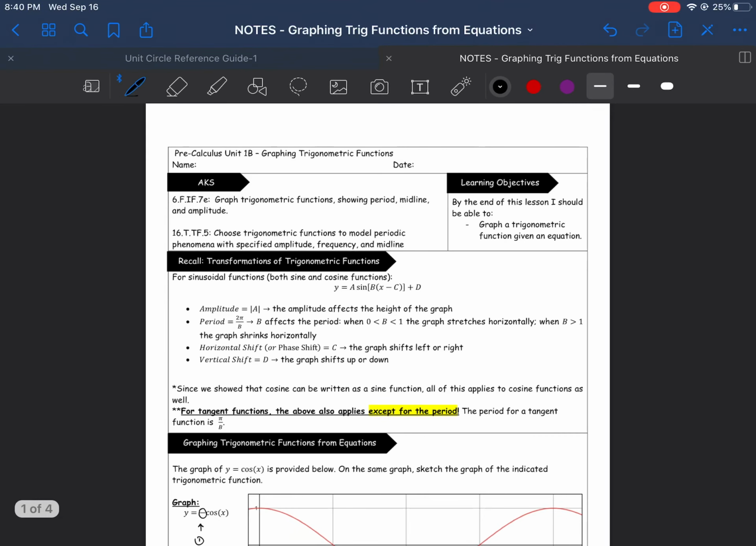In today's video, we're going to be looking at how we can take the equation for a trigonometric function and graph it on the xy coordinate plane. Alright, let's go ahead and get started.